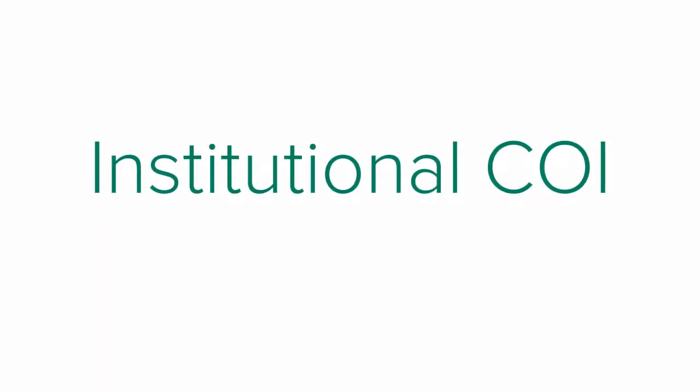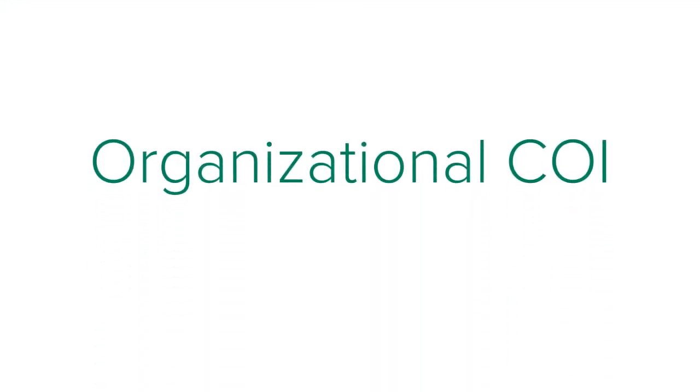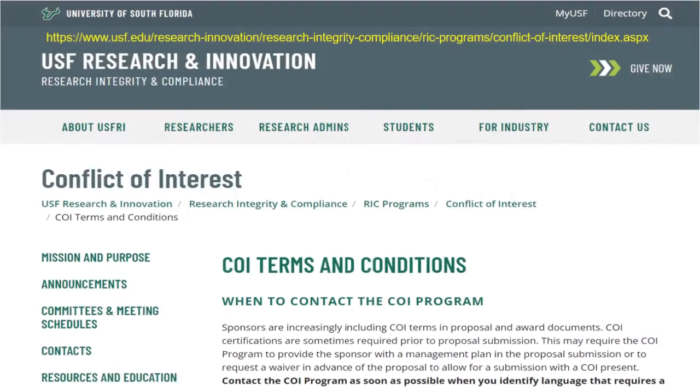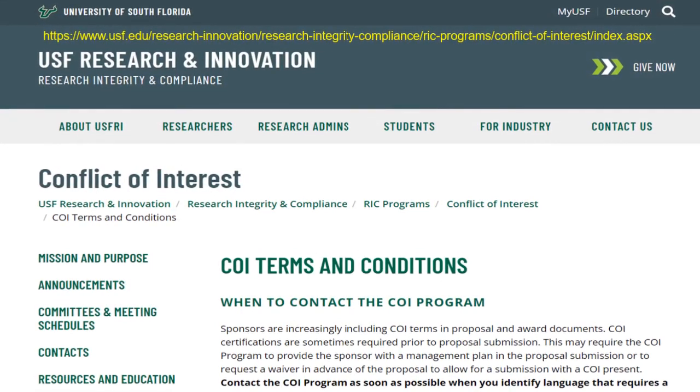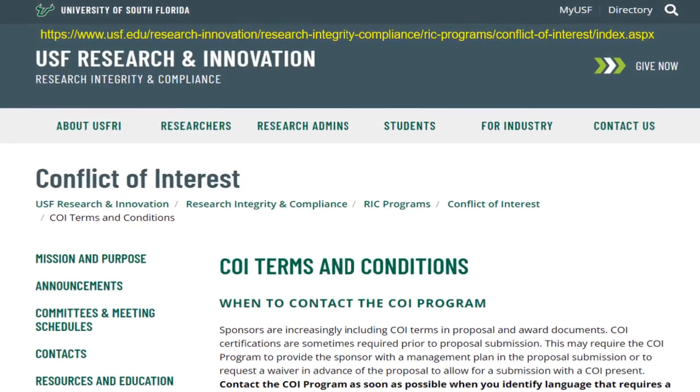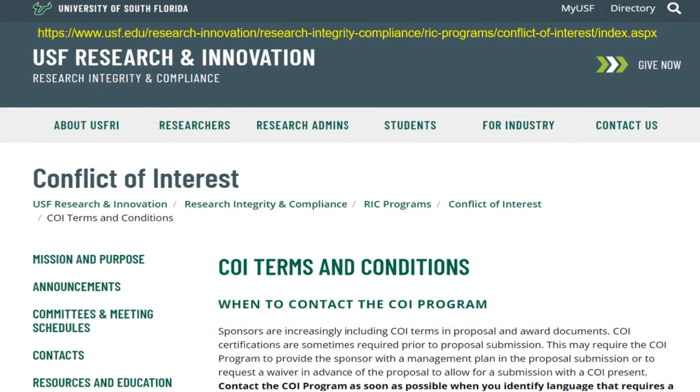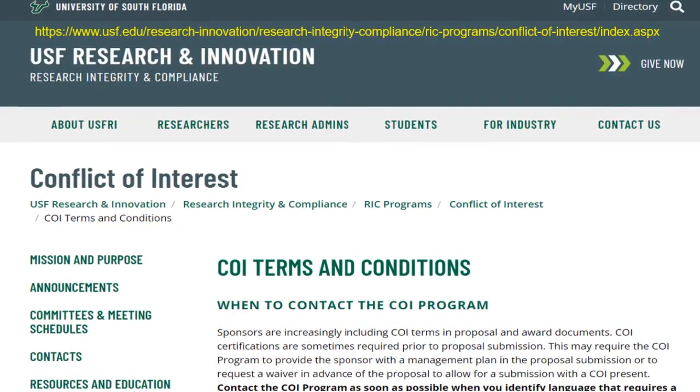In the context of research, an institutional conflict of interest may exist when the institution or one of its senior officials has a financial interest related to the research. This conflict relates to the organization having competing interests, such as an unequal access to information, biased ground rules, and impaired objectivity. For additional information and links on USF policies for individual and institutional COIs, please visit the COI website.